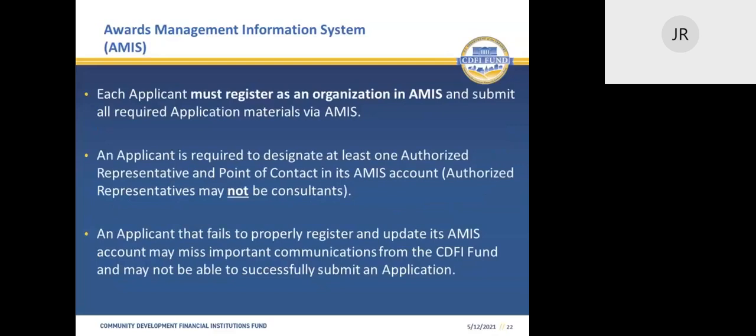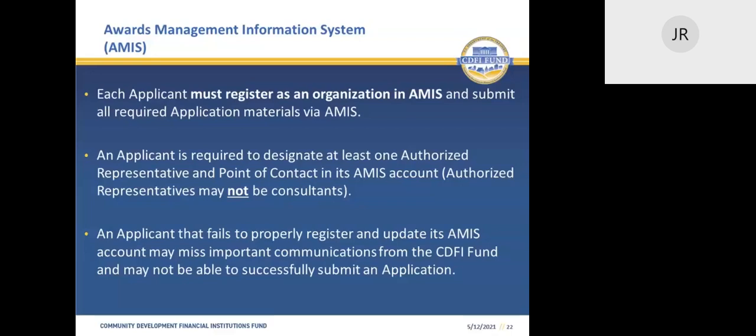Each applicant must register their organization in AMIS and submit all supporting and required documentation via AMIS. As a reminder, the SF-424 is the only document that will not be submitted via AMIS. Applicants are required to designate at least one authorized representative and at least one point of contact in AMIS in order to submit their application. The authorized representative must electronically sign the application prior to submission through AMIS.